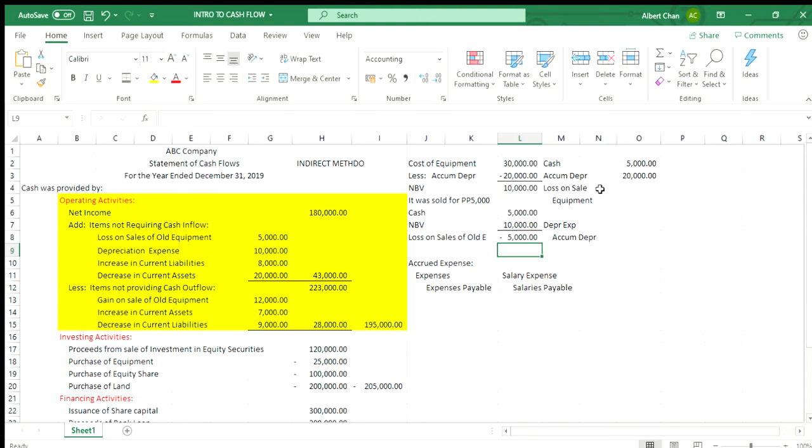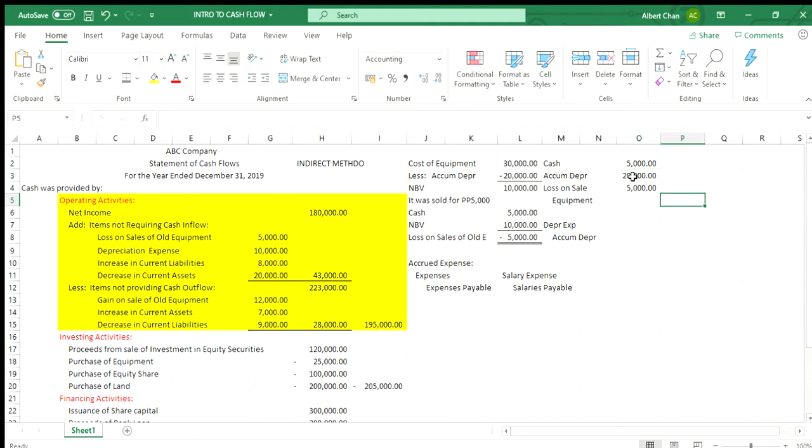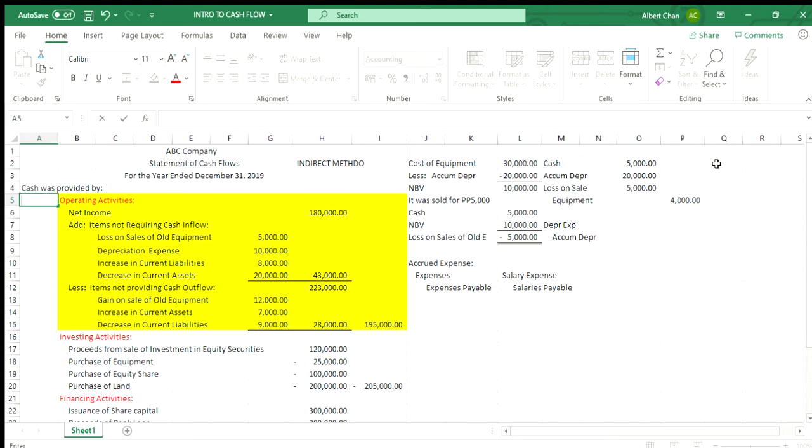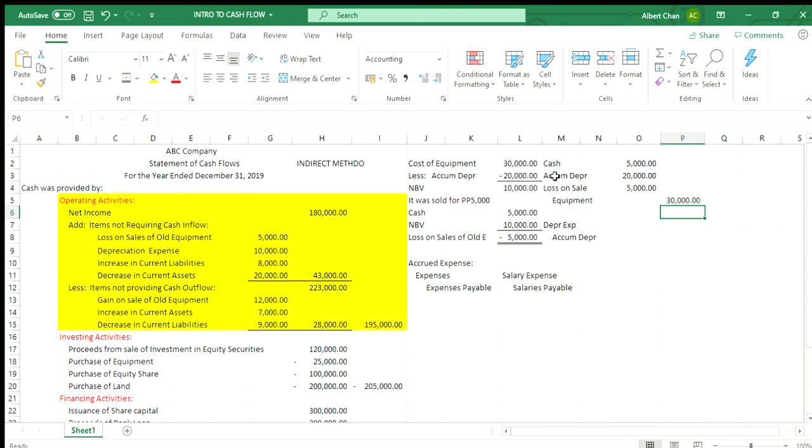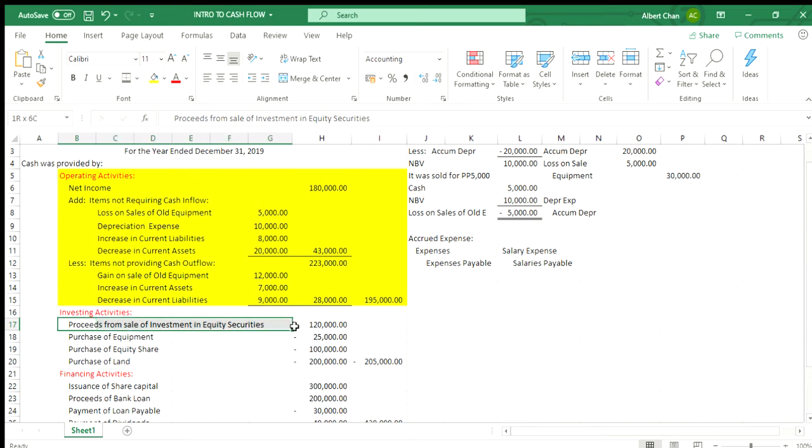So how will you present that? Your journal entry is debit cash 5,000, debit accumulated depreciation of 20,000. Of course, you have to remove your accumulated depreciation if you already sold the equipment. We have loss on sale of 5,000, and of course your total credit to equipment is equivalent to 30,000. Now, this cash will go to the investing activities, no?